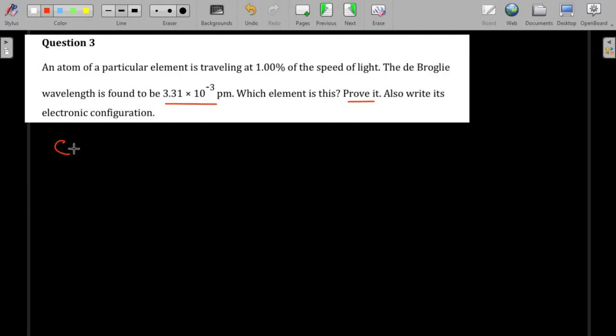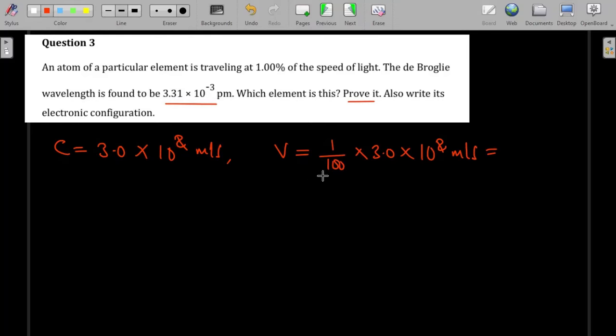So here, the speed of light is 3.0 times 10 to the power 8 meters per second. So this particle is traveling at 1% of this. It means the speed of this particle is 1 over 100, which is the 1%, multiplied by 3.0 times 10 to the power 8 meters per second. Punch this onto your calculator, you get 3.0 times 10 to the power 6 meters per second. So it's traveling at this speed, which is just 1% of the speed of light.